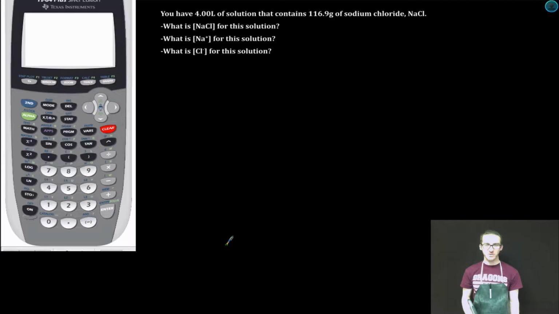Who's ready for some practice with Molarity? You have 4.00 liters of solution that contains 116.9 grams of sodium chloride, NaCl. Three things we need to figure out. What is the concentration of sodium chloride? What is the concentration of sodium ion? What is the concentration of chloride ion?